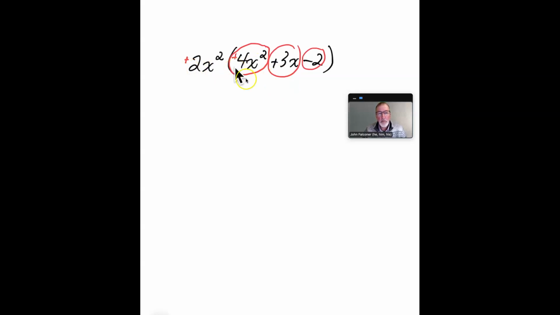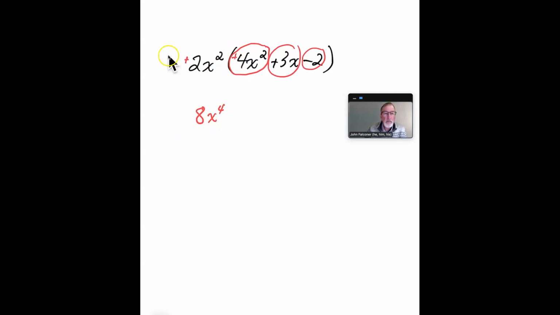And so we can multiply the numbers together. We get 8. 2 times 4 is 8. And then x squared times x squared is going to be x to the 4th power. And we remember we add these exponents, right? Add the exponents. All right, so 8x to the 4th is what we got.